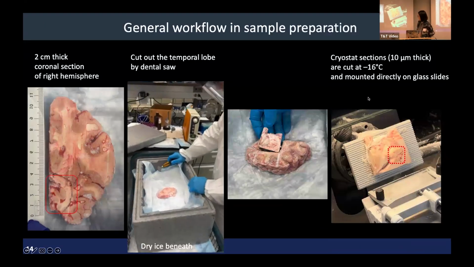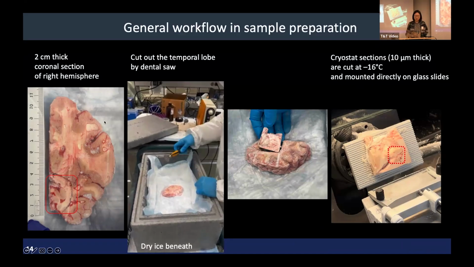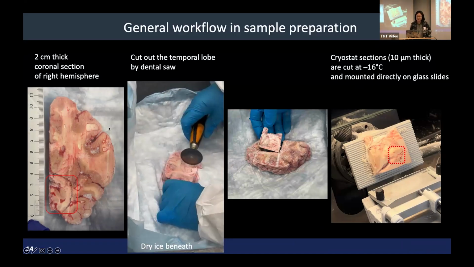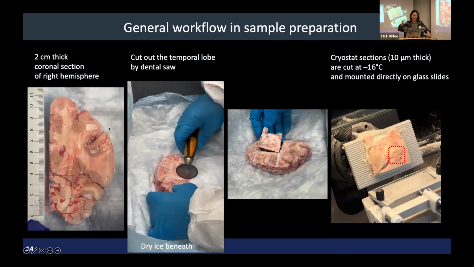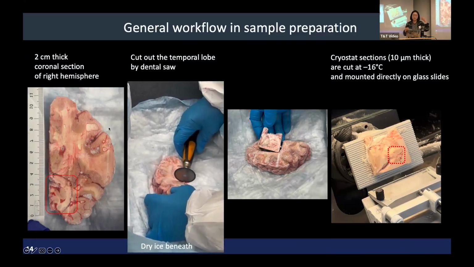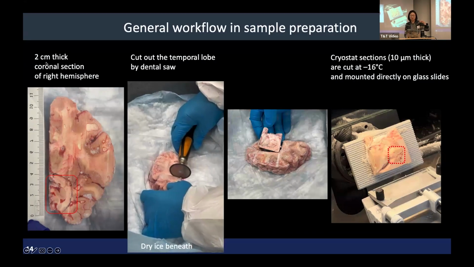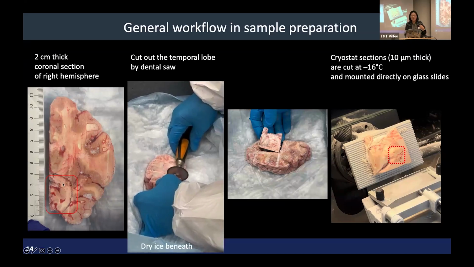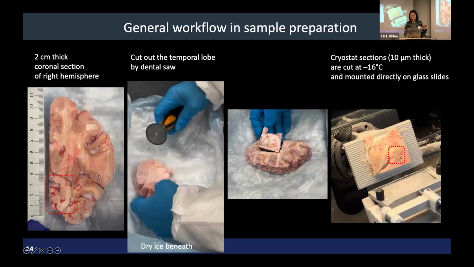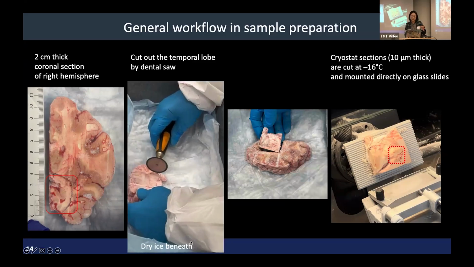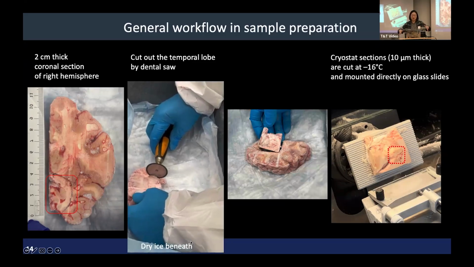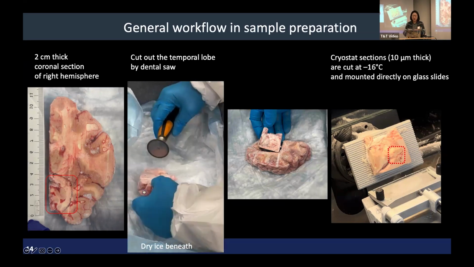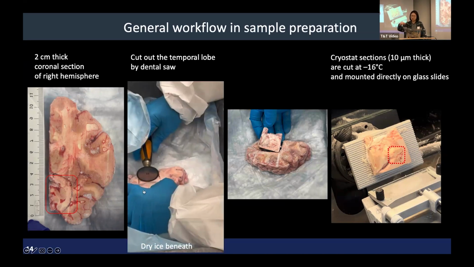And for people who are interested in the actual process, because we're only working with fresh frozen tissue, this tissue is collected in right and left brain, and then we cut them into 2 centimeter thick coronal sections. So this region is the temporal lobe. And because it's frozen, it's like a rock. So we usually put dry ice in a very big box underneath, and then we have this diaper, and then put the brain upside down and use a dental saw to cut.